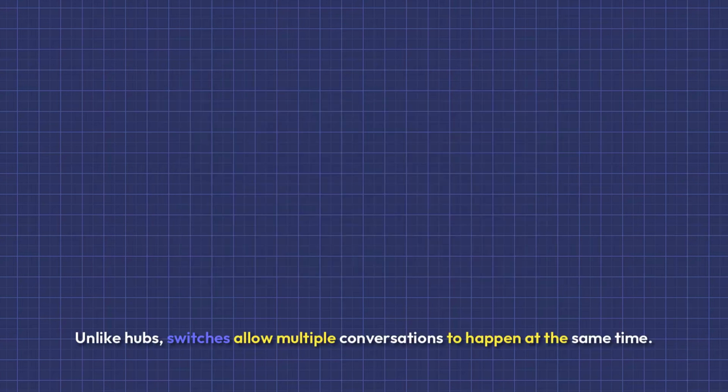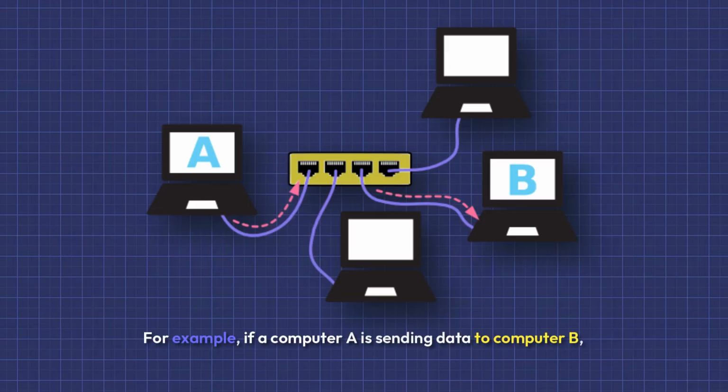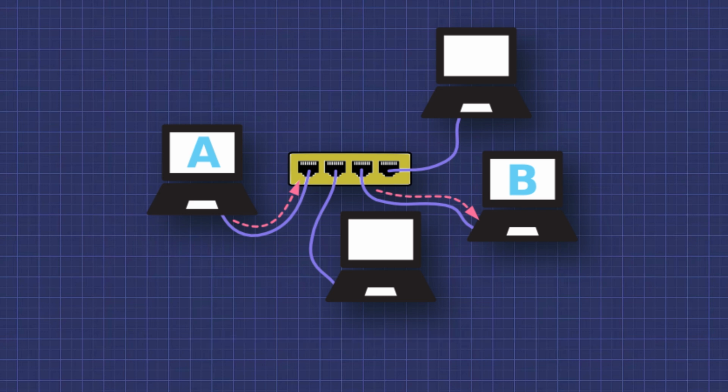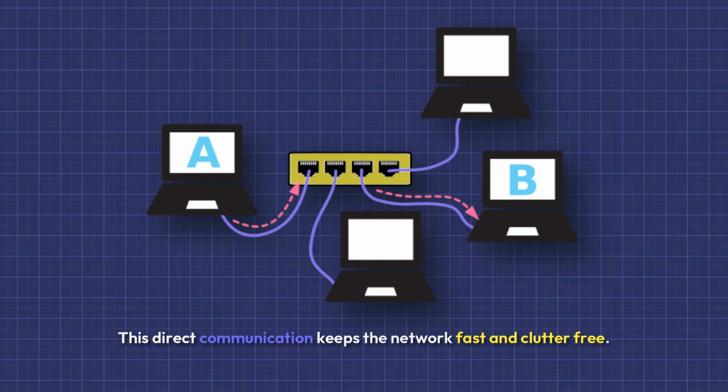Unlike hubs, switches allow multiple conversations to happen at the same time. For example, if computer A is sending data to computer B, only computer B receives it. Other devices connected to the switch won't even know the conversation is happening. This direct communication keeps the network fast and clutter-free.